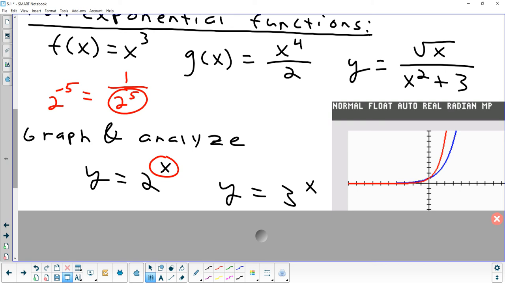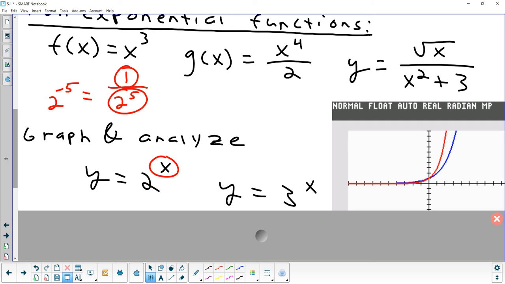Even if you do 2 to the negative 100th power, you'd have 1 over 2 to the 100th. That's 1 over a huge number, but it's still not zero. The only way you could make it zero is if there was a zero in the top, and there isn't. There's a 1. So exponential functions will always have a horizontal asymptote of 0?